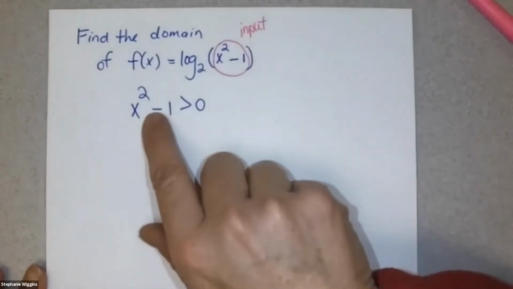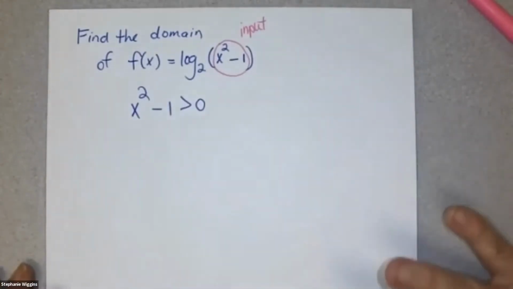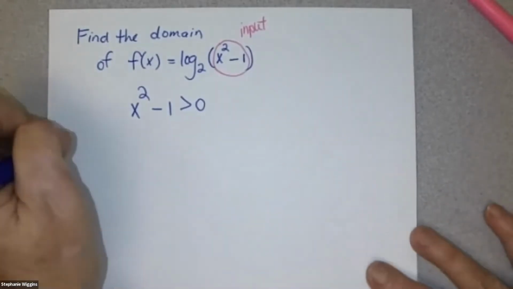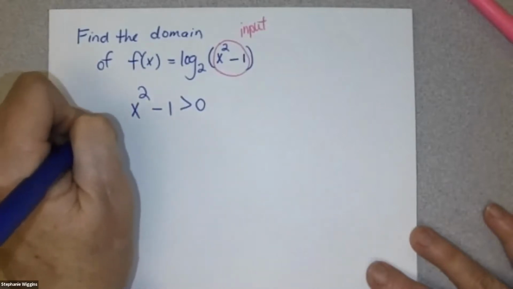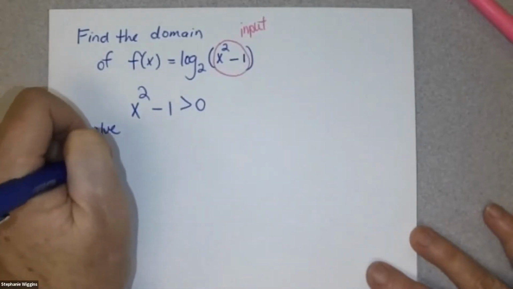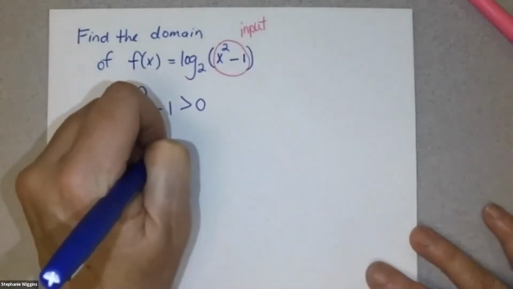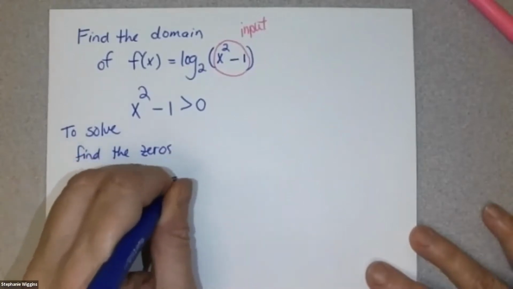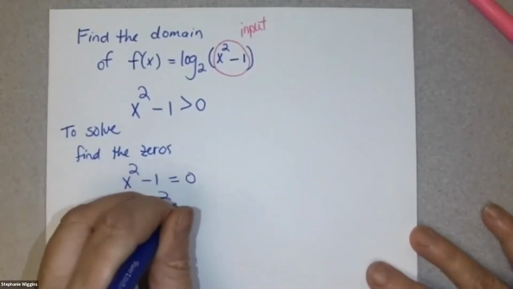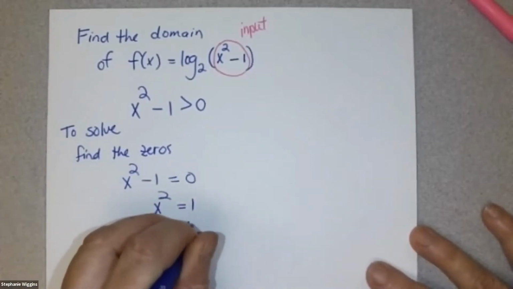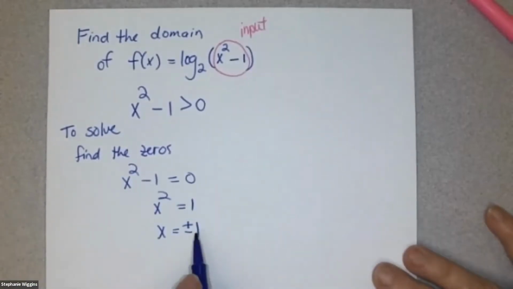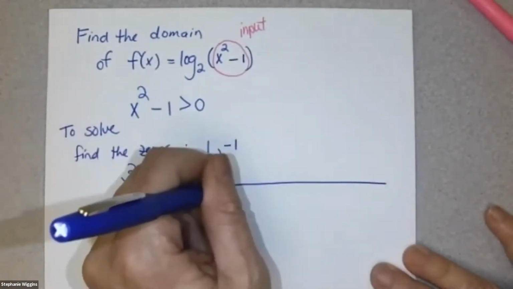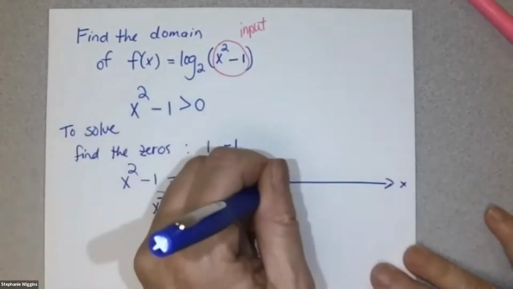This is a polynomial inequality. So to solve this, you have to find the zeros. That's the first step. So if I set x squared minus 1 equal to 0 and solve it, I get x squared is equal to 1, x equals plus or minus 1. So the zeros are 1 and negative 1, and I plot those on my number line, which is the x-axis.